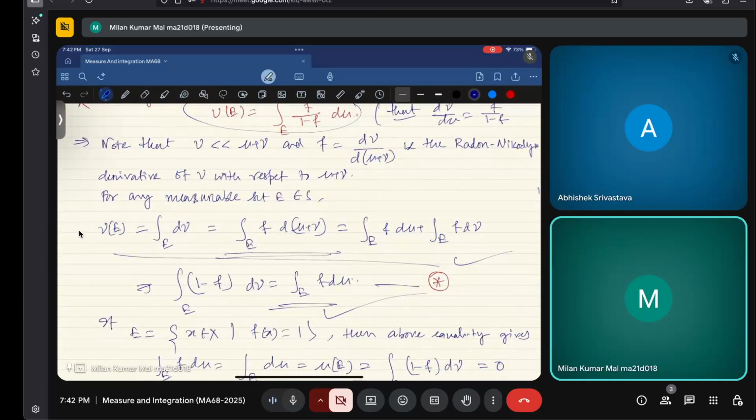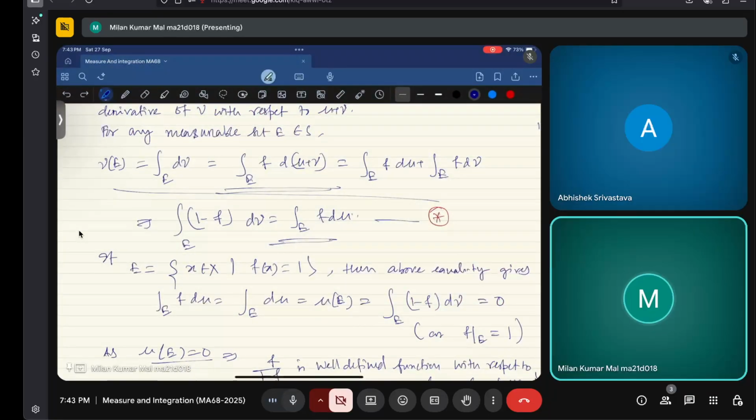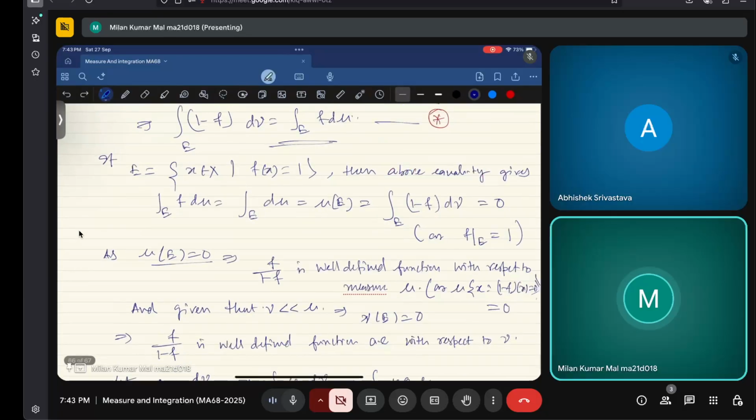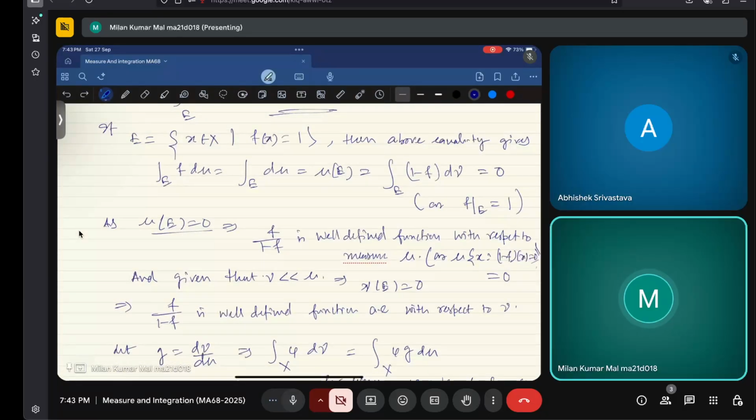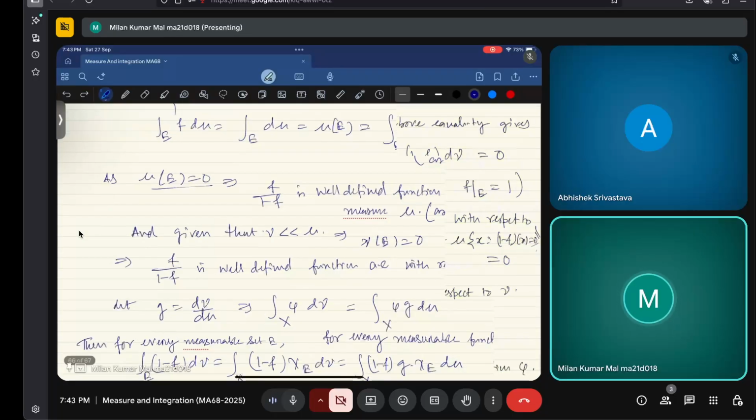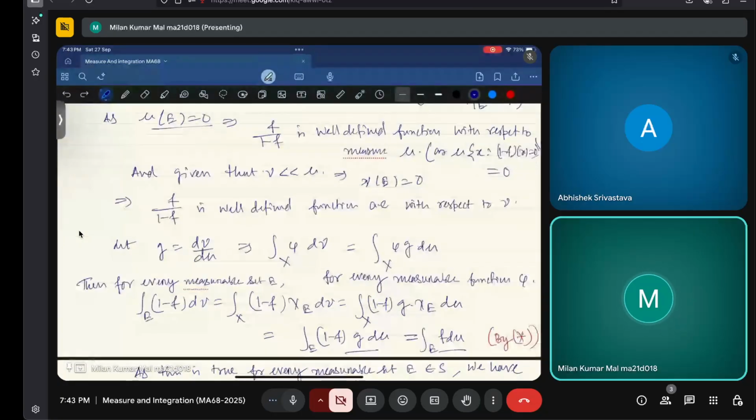So next we consider the set E where the function becomes 1, that is of measure 0 with respect to both mu and nu, as nu is absolutely continuous with respect to mu. So f by 1 minus f is a well-defined function with respect to both measures. Then we have to show that the function g is actually the Radon-Nikodym derivative.